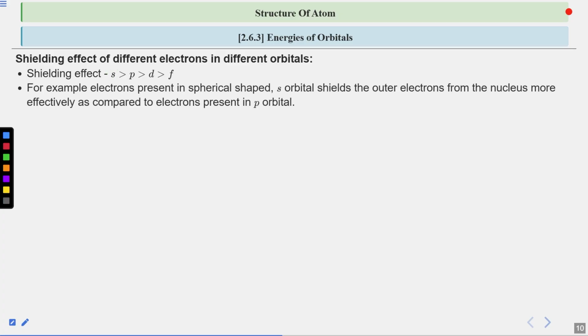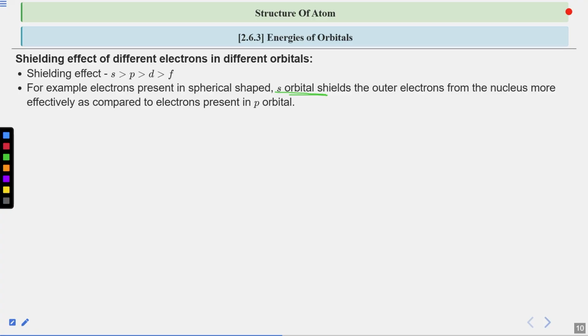Basically, the s orbital is spherical in shape. We know it very well. As a result, due to this symmetrical nature, it is shielding the outer electron more efficiently. Again, I am repeating it. Since your s orbital is symmetrical and it is surrounding your nucleus from each and every side, as a result, it is having the maximum shielding effect.